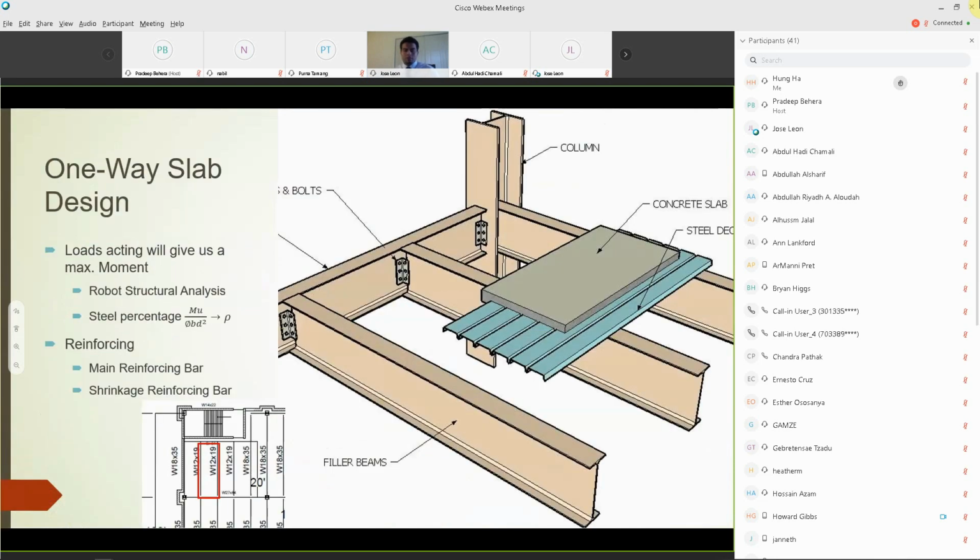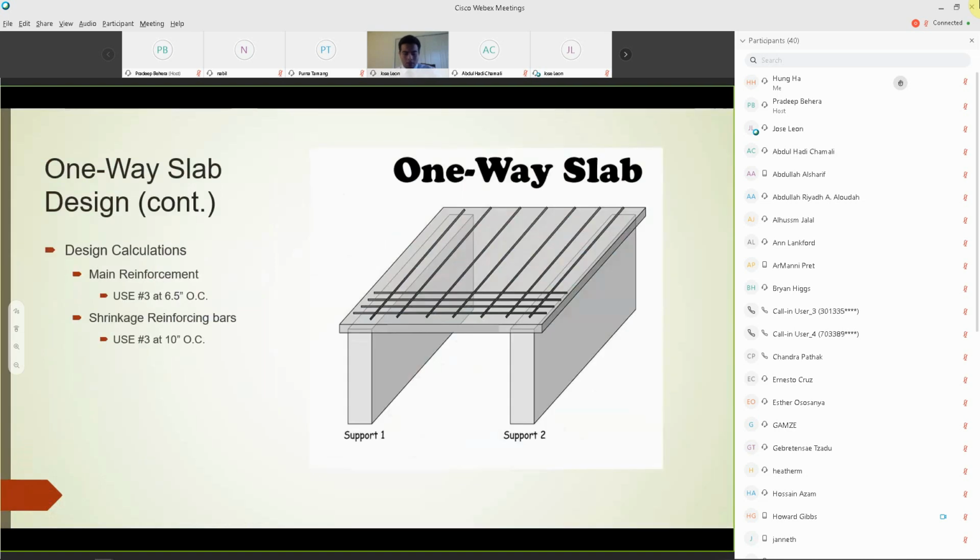Now let's go through the process of designing our slab. We would take a small section and, using a software called Robot Structural Analysis and checking with our formulas that we learned, we would determine a maximum moment that would also help us determine a steel percentage. Using this steel percentage, we can then calculate and determine our main reinforcing bars and our shrinkage reinforcing bars, for this example area right there. You can see these are the results that yielded from our calculations. We can use number 3 bars at 6.5 inches for our main reinforcing bar, and number 3 bars at 10 inches off center for shrinkage reinforcing bars.